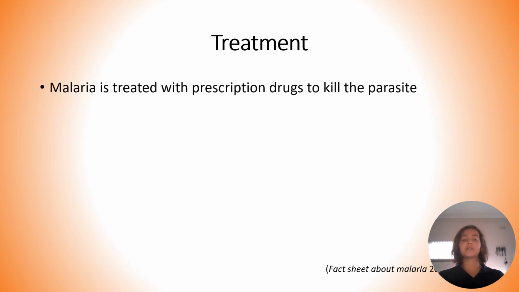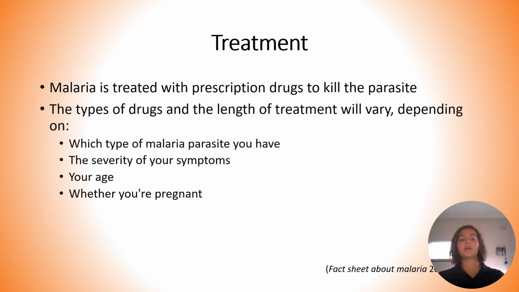Treatment. Malaria is treated with prescription drugs to kill the parasite. The types of drugs and the length of treatment depend on which type of malaria parasite you have, the severity of your symptoms, whether you're pregnant, and your age.